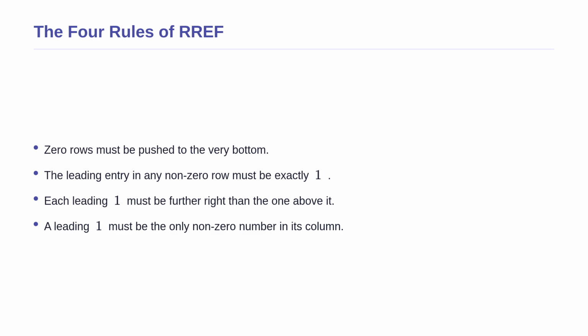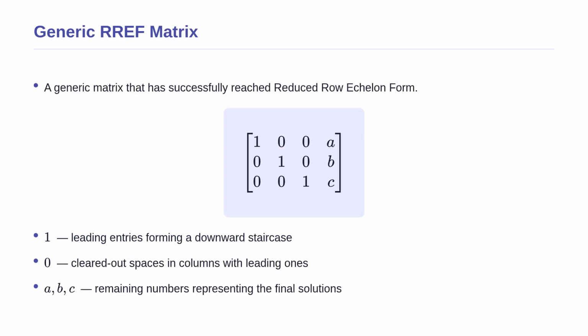Finally, and most importantly, each leading one demands absolute zero everywhere above it and everywhere below it in its vertical column. These 4 rules we just saw lead us to a specific mathematical structure. Here is what a generic matrix looks like when it has successfully reached reduced row echelon form. Conceptually, this represents a fully solved system of equations.